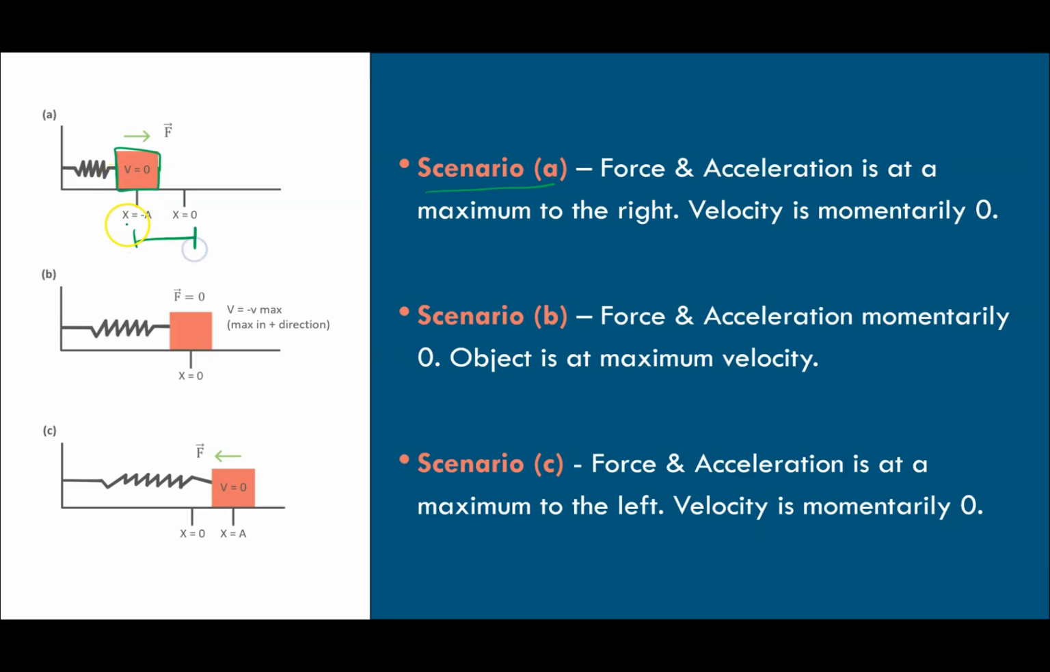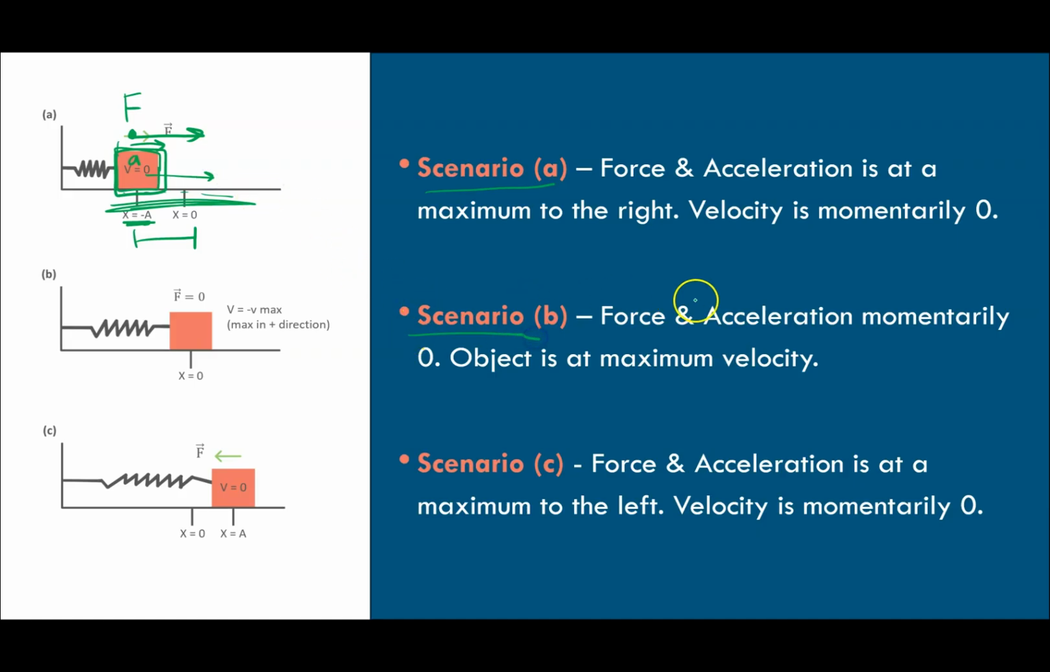We can see that it's a negative amplitude over here. And the reason why the force is to the right is because the spring is going to be pushing this all the way to the right. And whichever way the net force is, that's also where the net acceleration is going to be. Okay? And when this thing is going back and forth, it's going to momentarily come to a stop right before it turns around and starts going this way again.